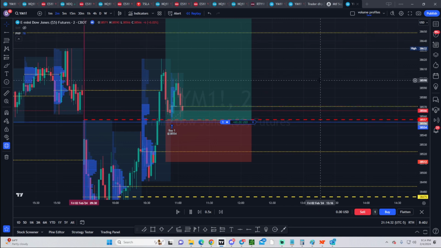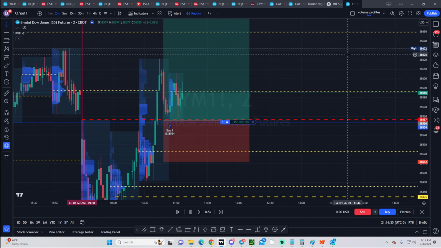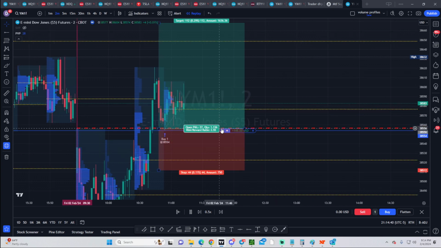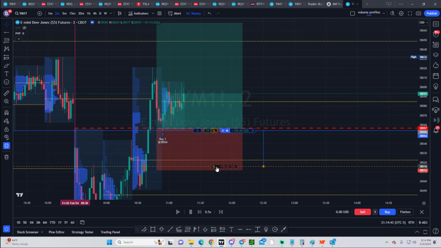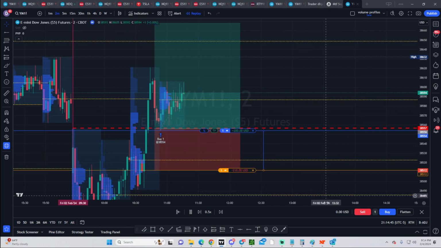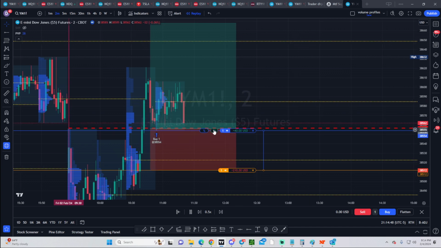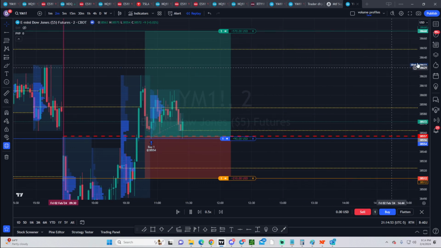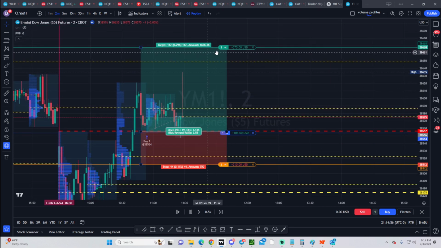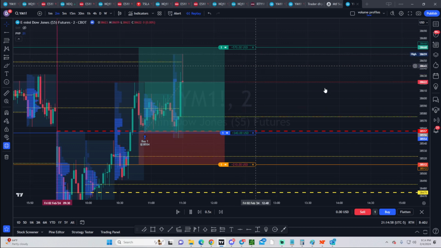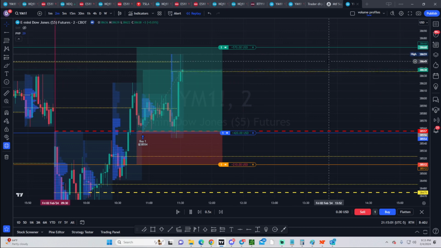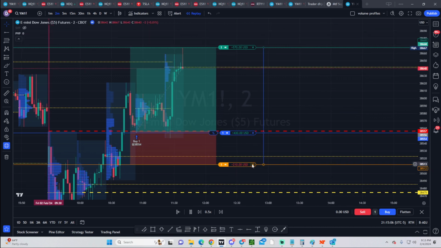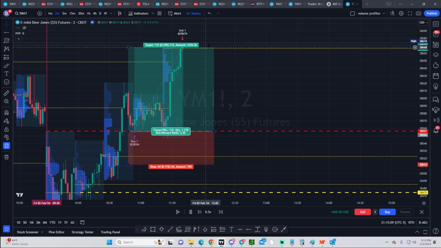So there you go. I just bought right there. You can see the P&L moving. Technically speaking, my stop loss is here. My target is here. My target should be here. It just hit right there. But we're gonna let it play out. Now I can move my stops, and it hit my target.